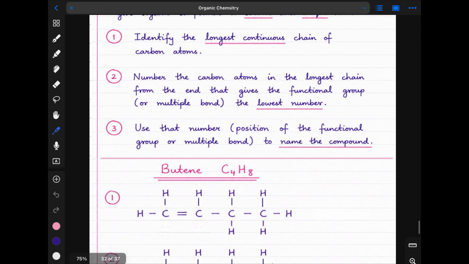And in the second rule, it's written that we have to number the carbon atoms in the largest chain, or in the longest chain, from the end that gives the functional group the lowest number. Okay, I'm going to show you how to do that. And the last rule says that we have to use that number to name the compound. Alright, now we've got the idea of all the rules for naming the isomers.